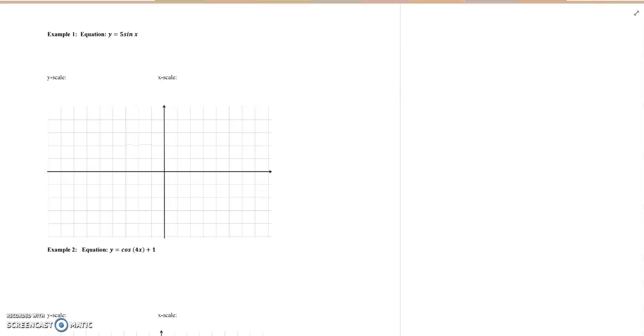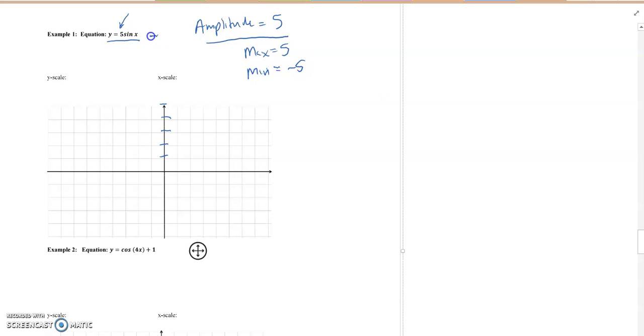The first example we're going to look at is the equation y equals 5 sine x. Since there's a 5 in front of the sine x, that means our amplitude is 5. The maximum is going to be 5, and the minimum is going to be negative 5, because there are no other transformations with this sine graph.